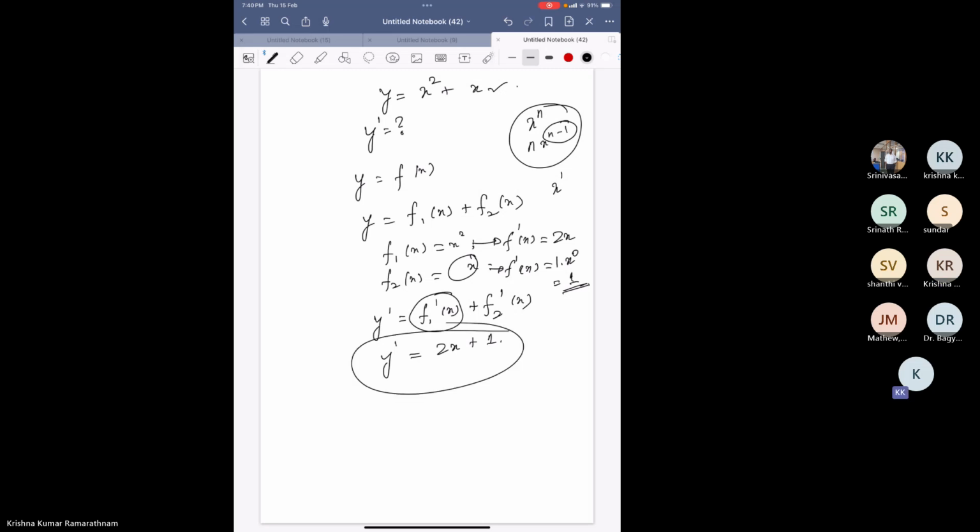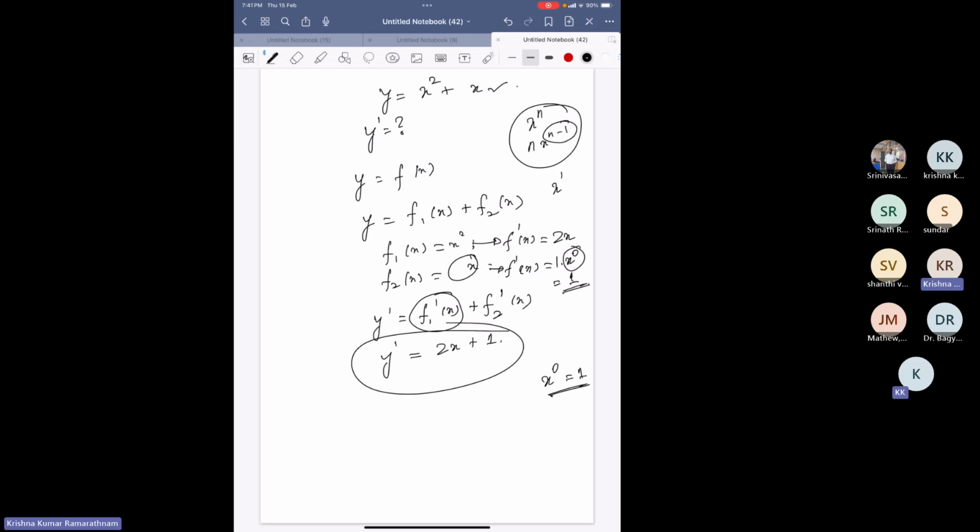So 1 into x power 0: is anything to the power of 0 equal to 0? Anything power 0 is 1, not 0. So anything power 0 is equal to 1. X power 0 is equal to 1. Whatever it is, power 0 is 1. Clear? Yes, sir.